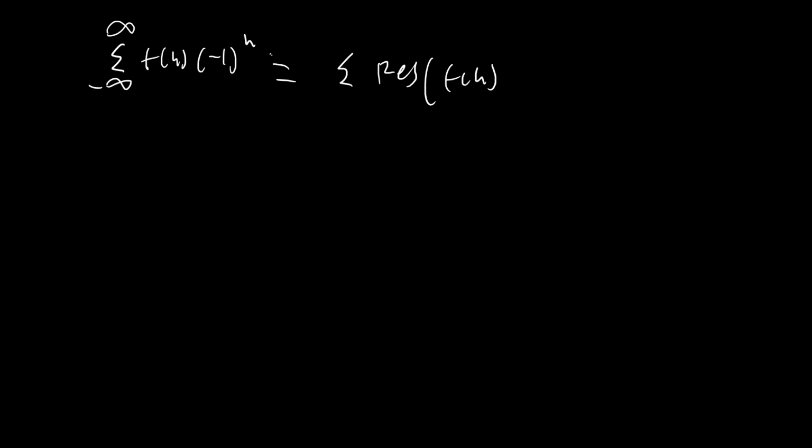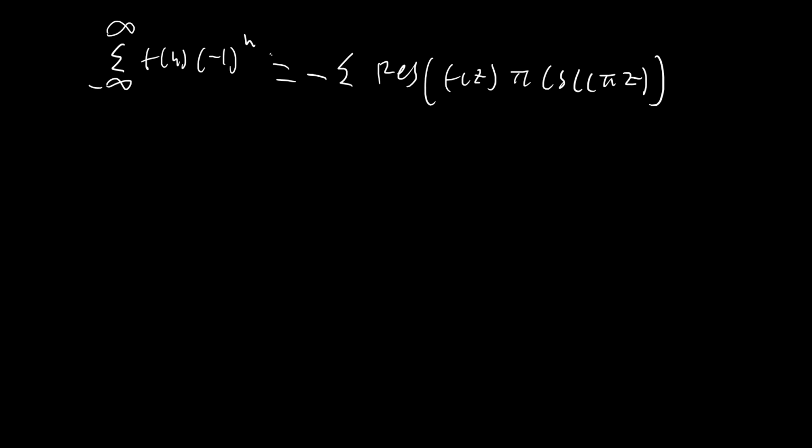So this is going to be using a pretty cool theorem, which says that the sum from negative infinity to infinity of f of n times negative 1 to the n equals the negative sum of the residues of f of z times pi cosecant of pi z.